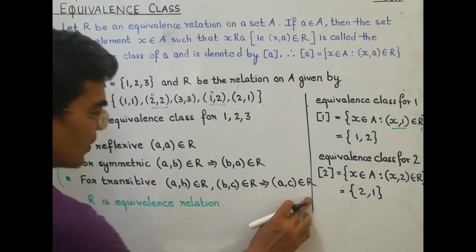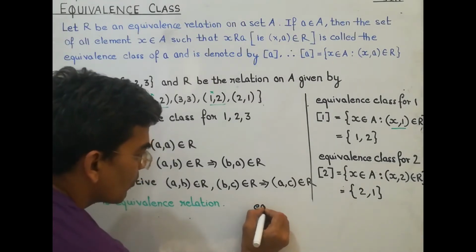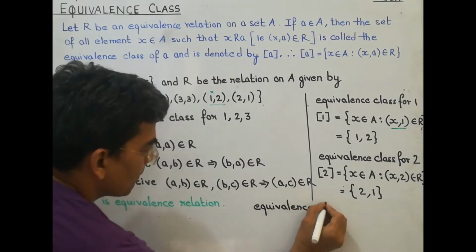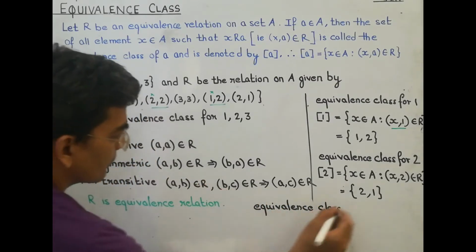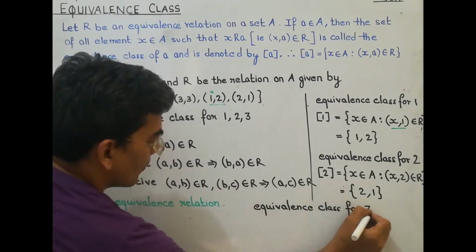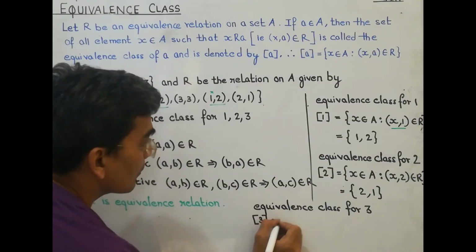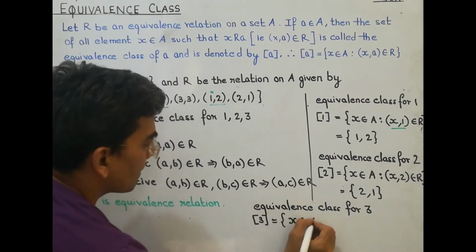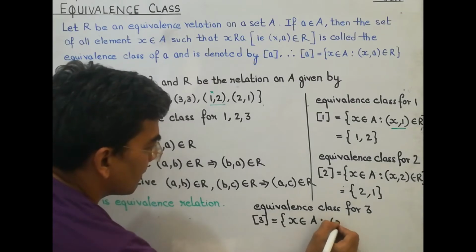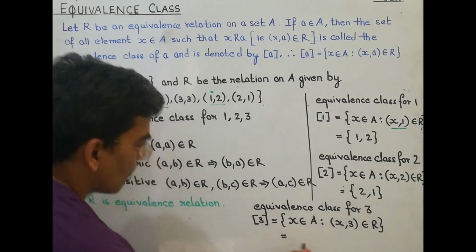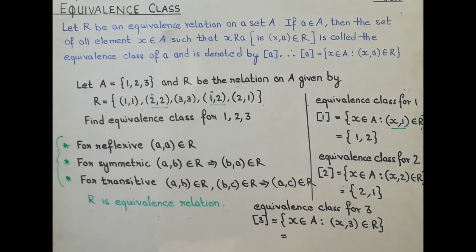In the same way, we are going to write the equivalence class for 3. Now here you have to pick out all the ordered pairs in which the second element will be 3.